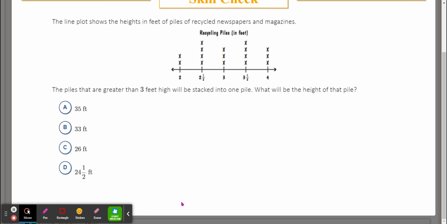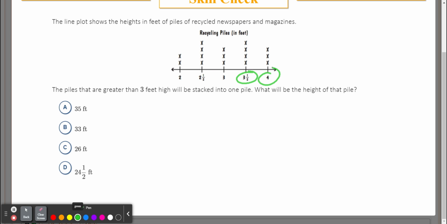So here I have the same question, but this time it's asking the piles that are greater than 3 feet tall will be stacked into one pile. What will be the height of that pile? So now we're looking at all the piles that are greater than 3 feet, not including 3 feet. So that's this right here, and this category, 3.5 feet and 4 feet.